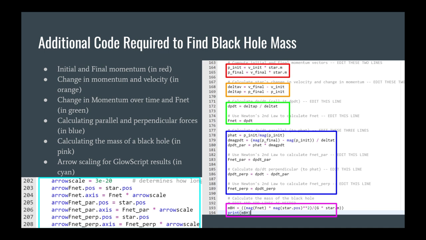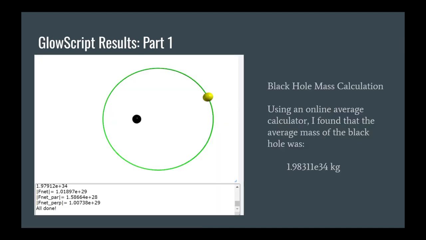So to calculate the black hole mass, we first had to find the initial and final momentum, and then we calculated the change in momentum and velocity, the change in momentum over time as Fnet, calculating the parallel and perpendicular forces, calculating the mass of the black hole, and the rescaling for the GlowScript results. So for part 1, we found that the black hole's mass was 1.98 times 10 to the 34 kilograms, and to the left you can see our Fnet parallel and perpendicular.